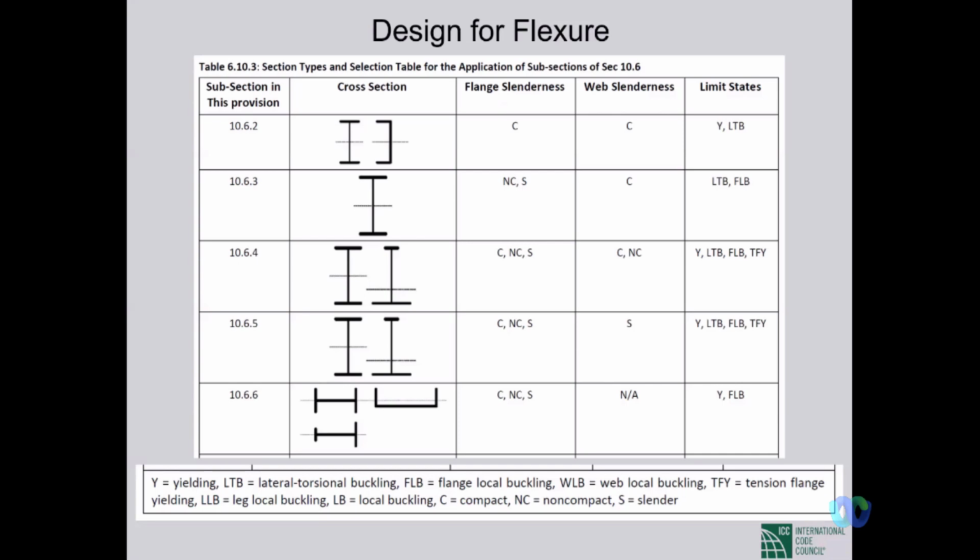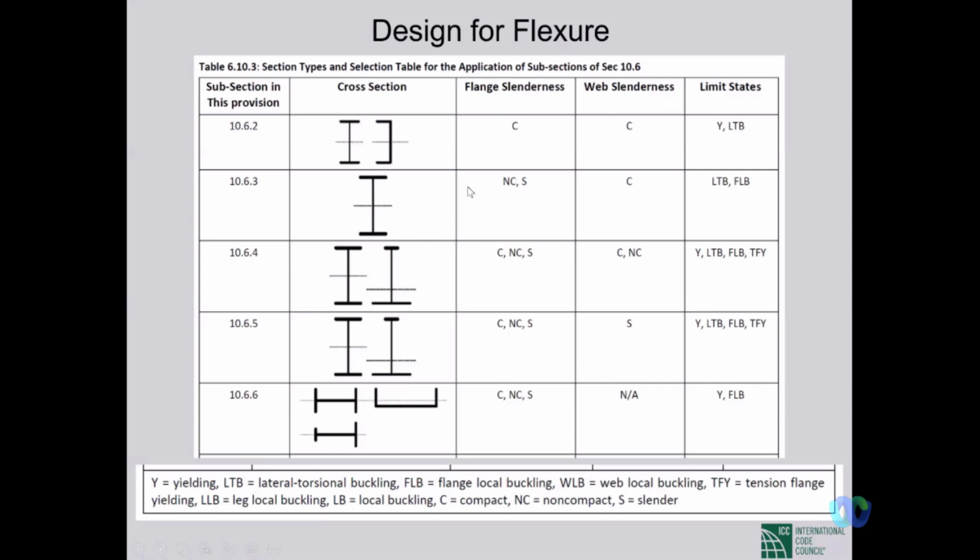So, so far we have talked only about design for tension and design for compression, now design for flexure. For flexure we have to understand the limit states, that is how we are expecting the sections to fail. Will it yield? Will it buckle? In what type of buckling will it be? You see at the bottom there is a long table like this. The number of the table is 6, 10, 3.